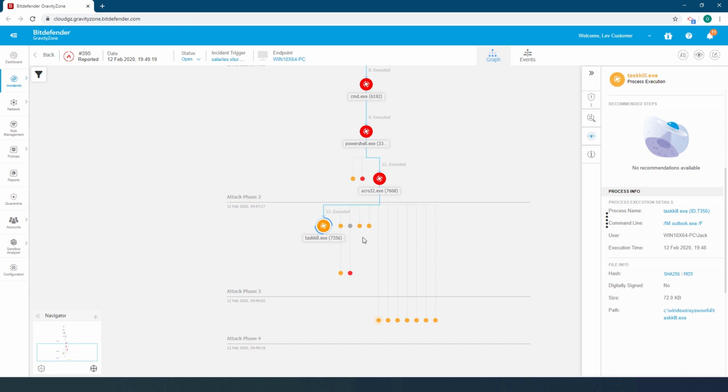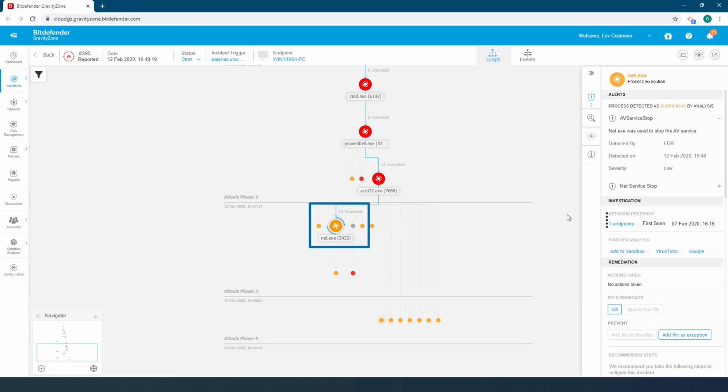A second malicious intent, which we can see in the visualization graph, is the ransomware trying to stop the AV services. By doing this, it can easily start encrypting all the sensitive files on the computer without the chance of being caught in action. Luckily for us, Bitdefender uses strong anti-tampering techniques that avoided this from happening.